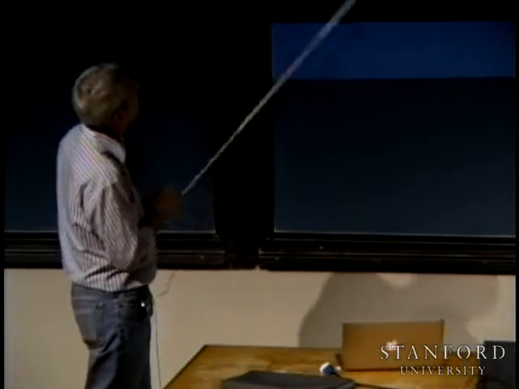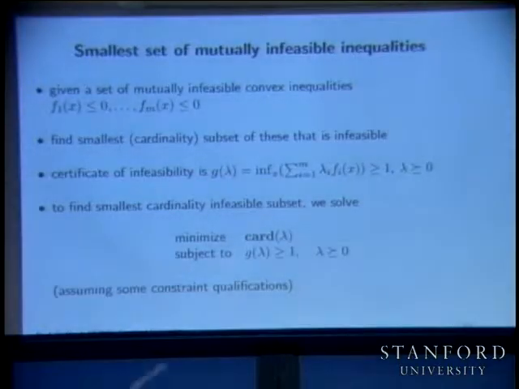Okay, so how do you do that? Well, you do it as follows. You look at the dual function, that's g of lambda. Again, by homogeneity, it has to be bigger than 1, and lambda positive. And so what you'd do is minimize the cardinality of lambda subject to g of lambda bigger than 1 and lambda bigger than or equal to 0. If lambda i is 0, it means you didn't use f_i in constructing your proof of infeasibility. So a sparse dual certificate basically corresponds to identifying a small subset of mutually infeasible constraints. So that's how that works.